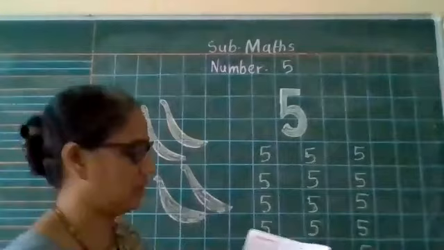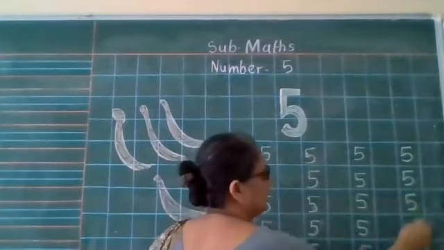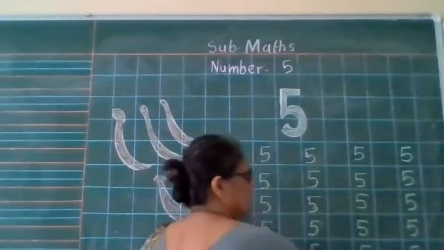Sleeping line, standing line, right curve. Sleeping line, standing line, right curve. Sleeping line, standing line, right curve.